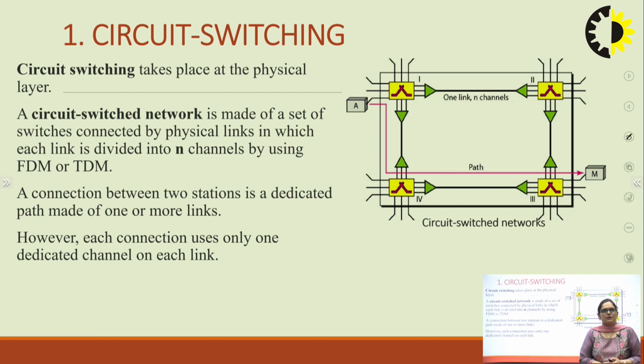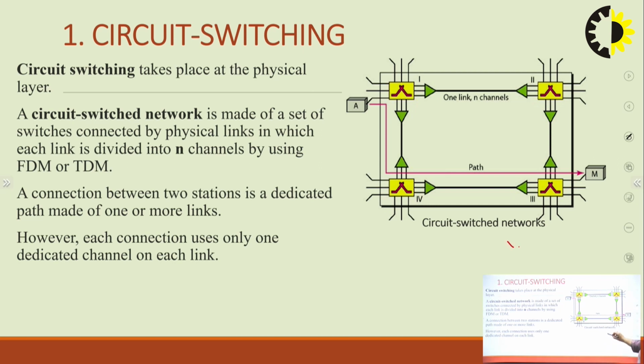So let's start with circuit switching network. Basically, a circuit switching method takes place at the physical layer of the OSI model. And a circuit switch network is made up of a number of switches which are connected by physical links, in which each link is divided into n number of channels by using a multiplexing method, either frequency division multiplexing or time division multiplexing.